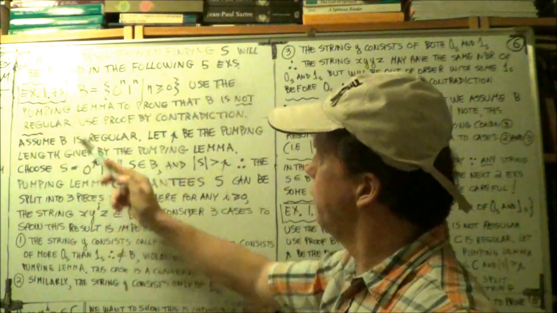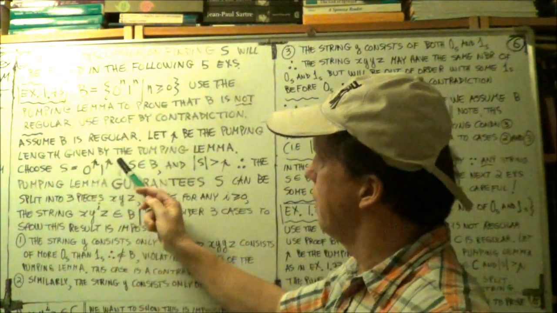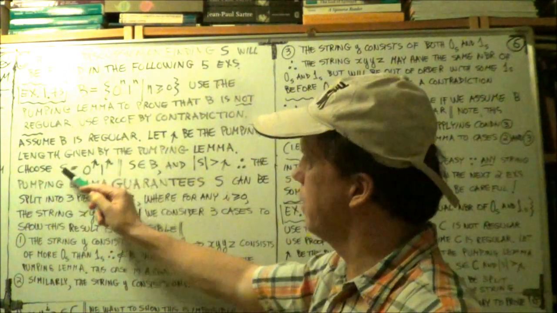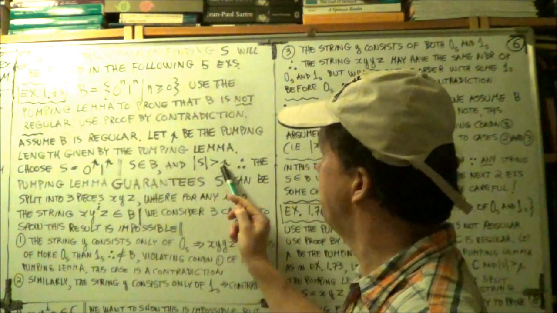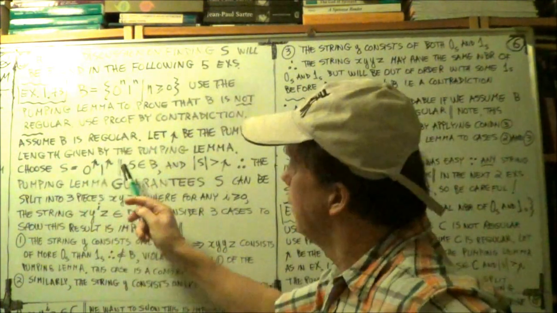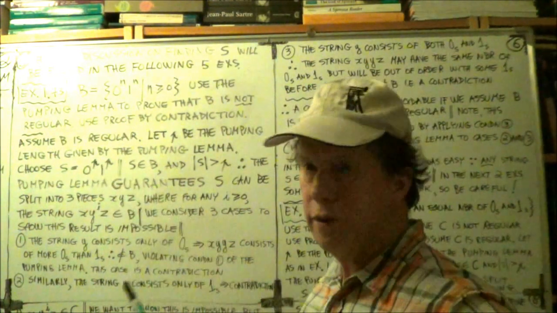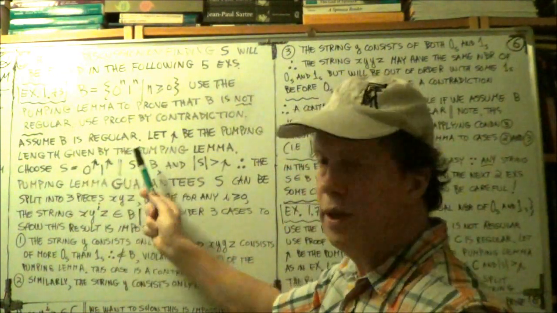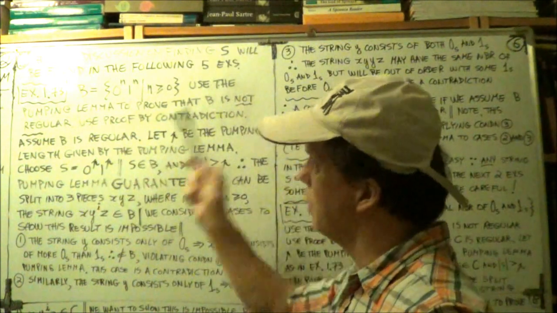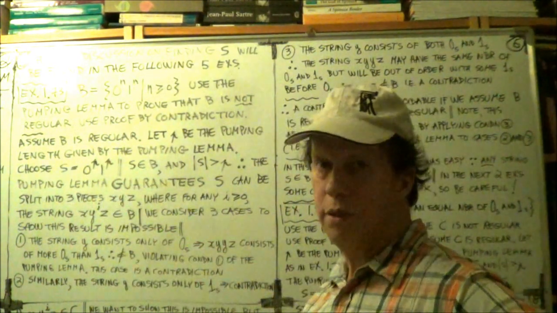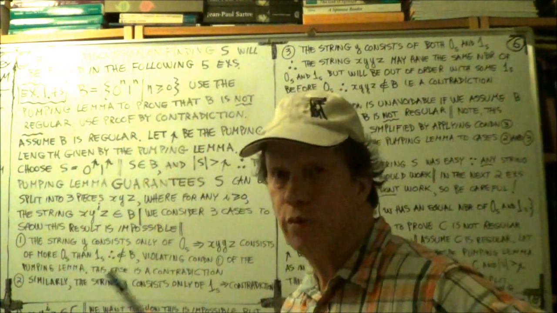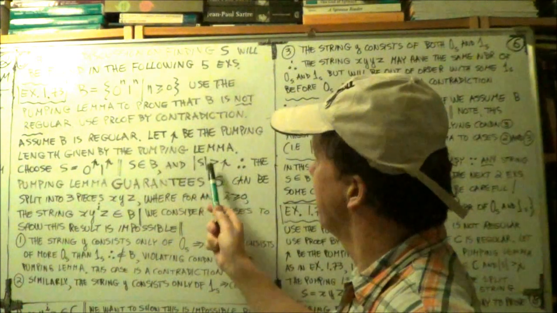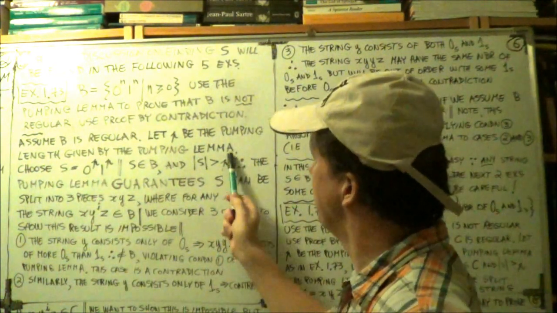Now, if B is regular, then the length of S will be greater than P. That's sort of obvious, I assume. What is the length of this string? Well, 2P. You have P zeros in your string, followed by P ones. So the length of S will be P plus P, just 2P. That should be fairly obvious. Well, 2P is greater than P, so the length of this string will be greater than P.